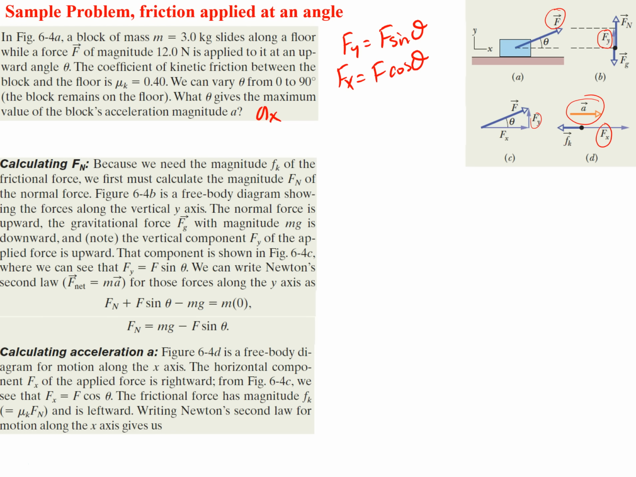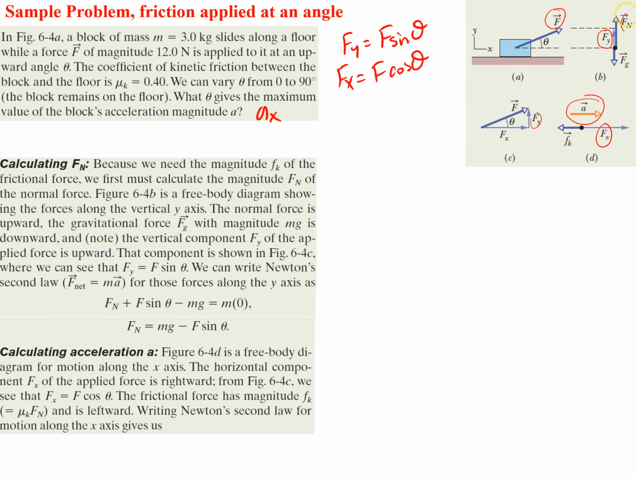Because we need Fk, the frictional force, we must calculate the magnitude Fn of the normal force. The figure shows a free body diagram, and I just discussed all of that. So we can write Newton's second law for those forces along the y-axis as this: we have our normal force plus our F sine theta, because those are both going up, so we add those together, and then we subtract mg.